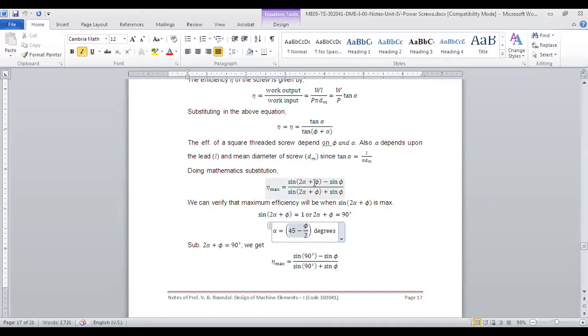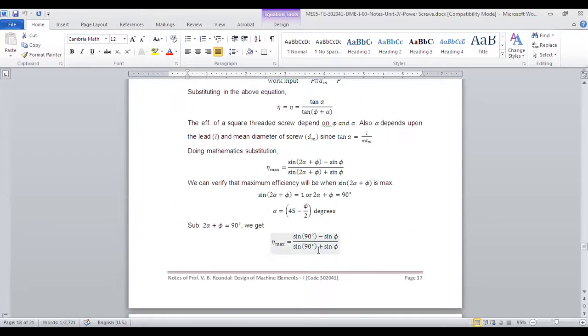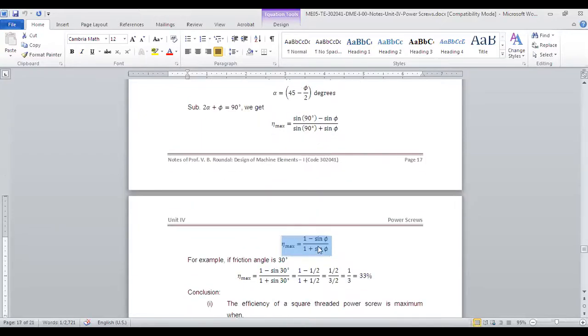So this will be sine 90, and then this will be sine 90. So 1 minus sine alpha, 1 plus sine alpha. So you will get ultimately maximum efficiency is equal to 1 minus sine alpha upon 1 plus sine alpha. Are you getting it? So maximum efficiency for a square thread is 1 minus sine phi upon 1 plus sine phi, right?